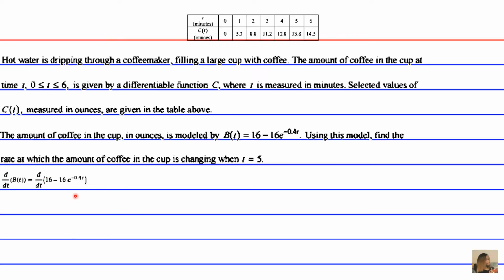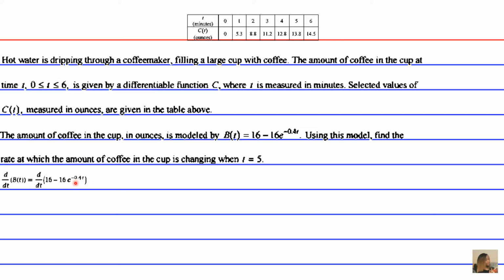Just the function to be 16 minus 16 times e raised to the negative 0.4 t. Just take the derivative of this in your calculator and then evaluate it at 5. In case you don't know how to do that, you can look up a video for that on YouTube or Google. Or I can show you how to do it sequentially, step by step.